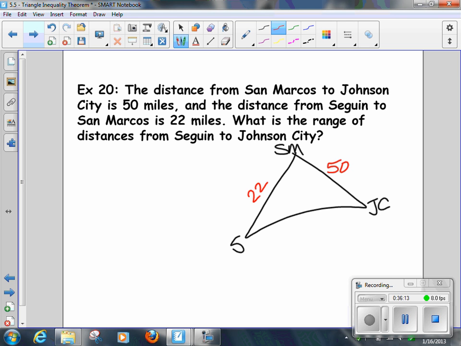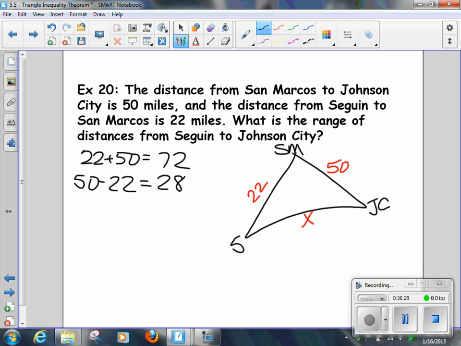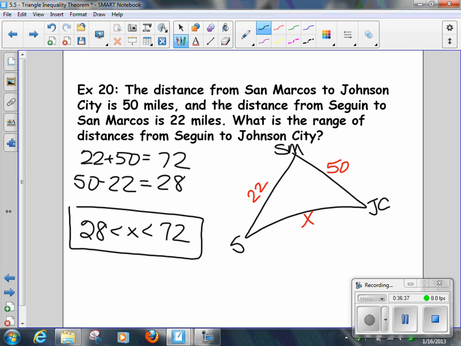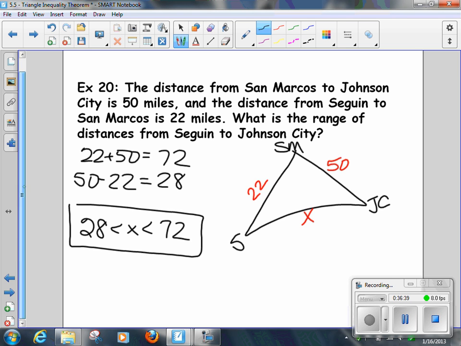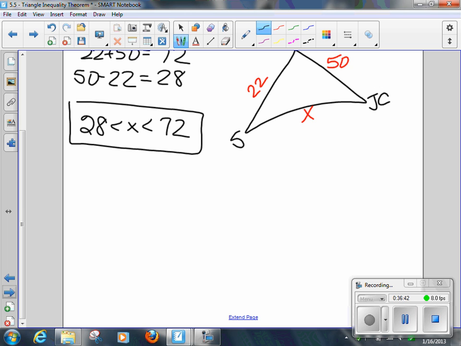What's the range of distances from Seguin to Johnson City? Find out that distance, that possibility of distances. Go. 22 plus 50 is 72. 50 minus 22 is 28. How am I going to write my answer? How many of you wrote this? All right, now let me show you what could be the possibilities. I do want you to write this down because this is what you might see.